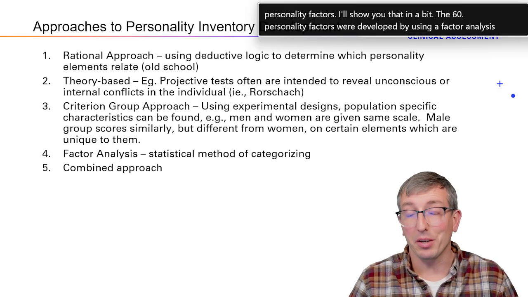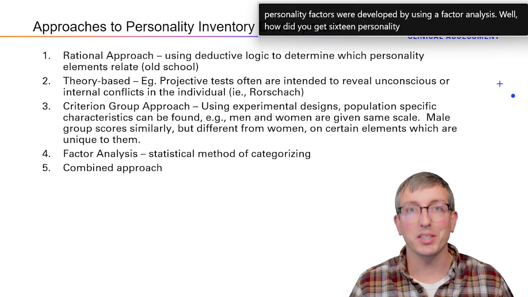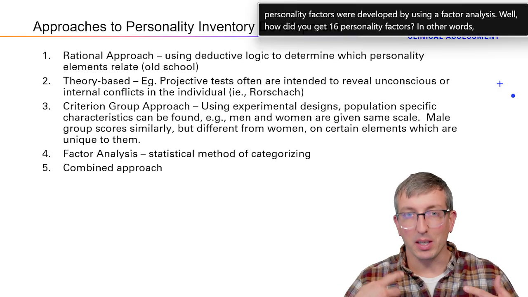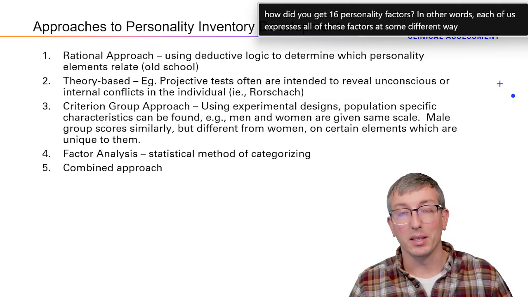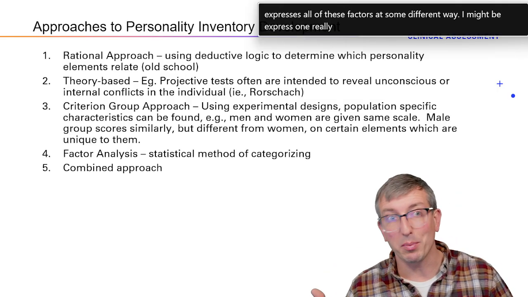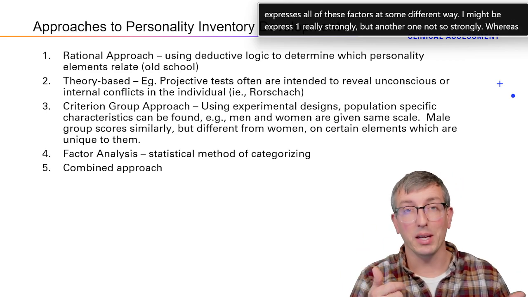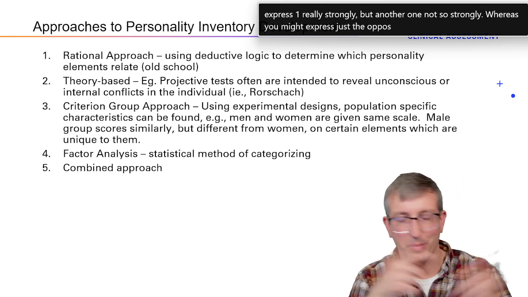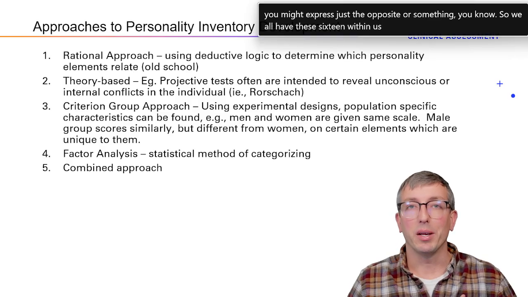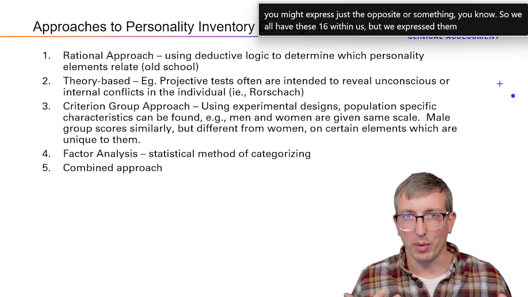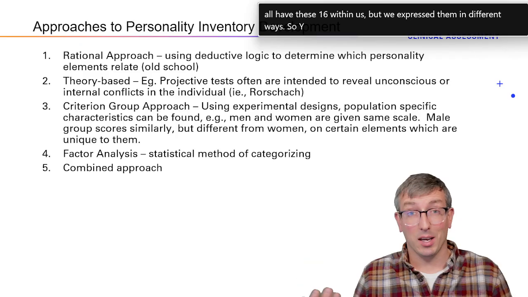So, well, how did you get 16 personality factors? In other words, each of us expresses all of these factors in some different way. I might express one really strongly, but another one not so strongly, whereas you might express just the opposite or something. So we all have these 16 within us, but we express them in different ways. So why 16? How do we come up with that number?